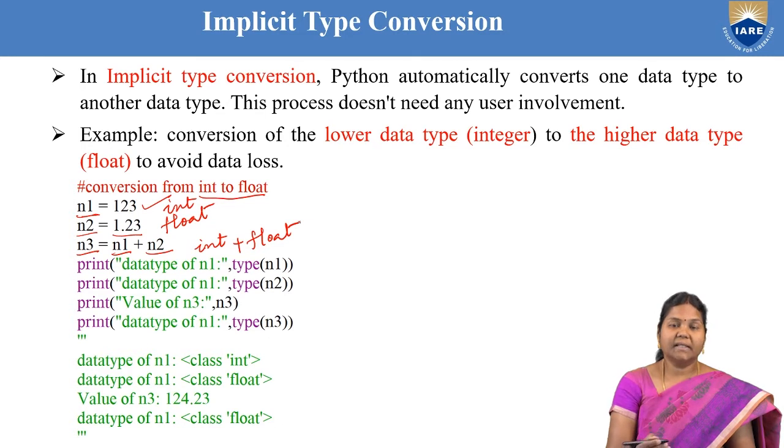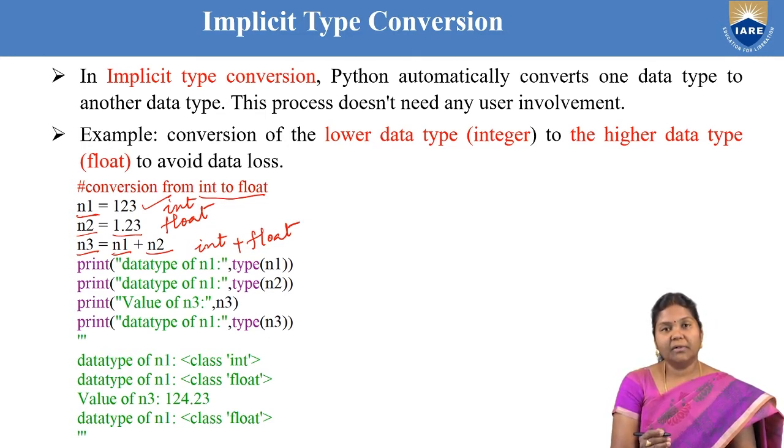Now, if you check the data type for n3, you will see that it has automatically been converted into the higher data type, that is, the float data type. So, this is called implicit type conversion. Now, let us check through programming.